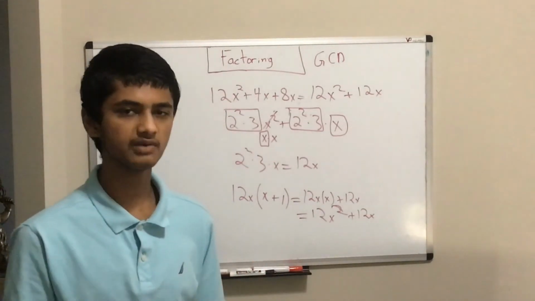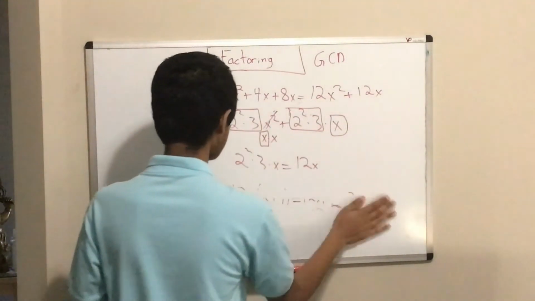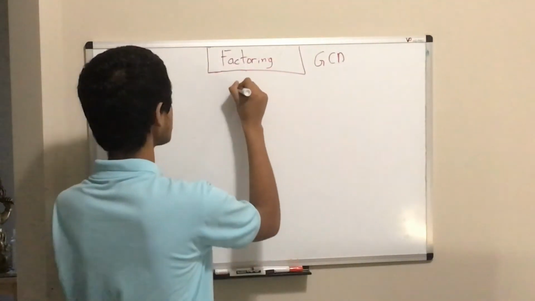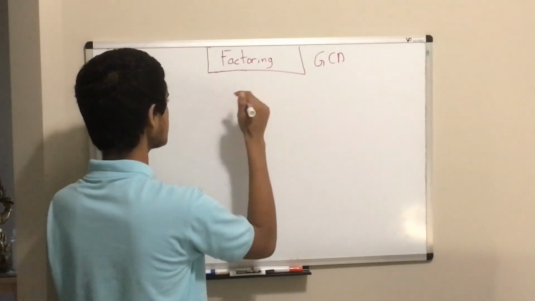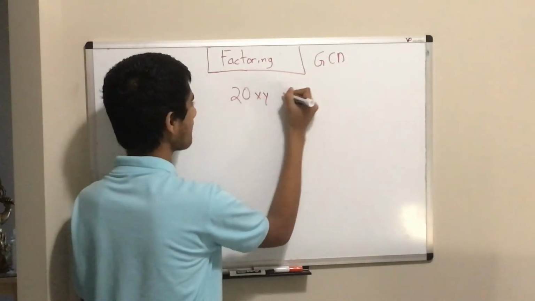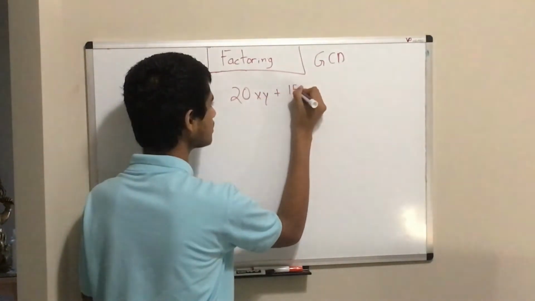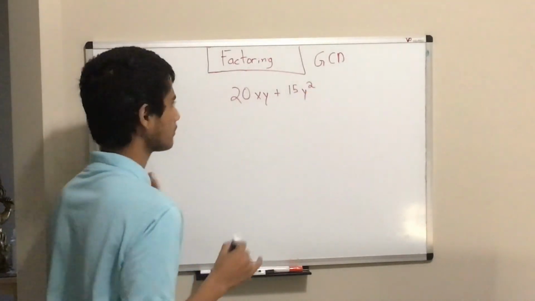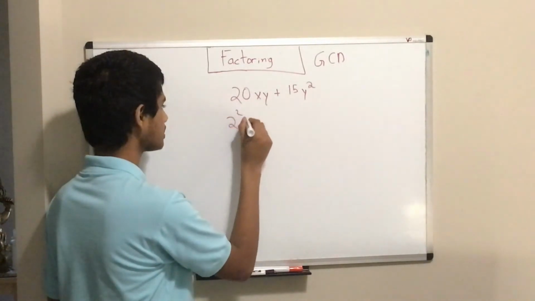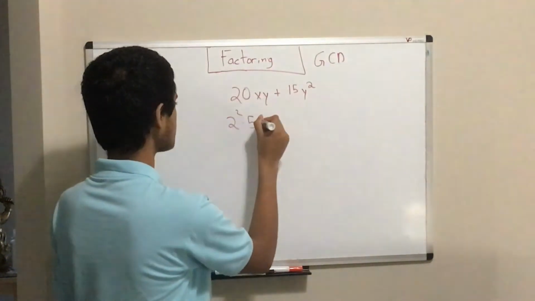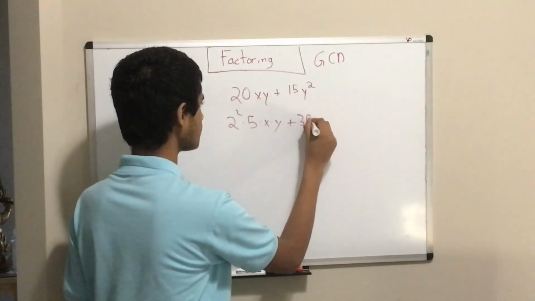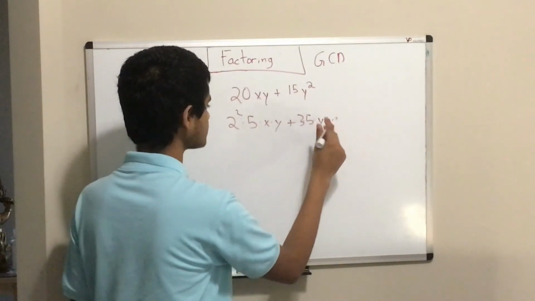Okay, let's do one more example, this time with different variables, and see what happens. So what we're going to do here is we're going to do 12, let's do a different number. We're going to do 20xy plus 15y squared. So now we're going to factor both of these terms out. So 20 is the same thing as 2 squared times 5. That's 4 times 5, which is 20, times x times y. Plus 15 is 3 times 5 times y times y, because that's y squared.